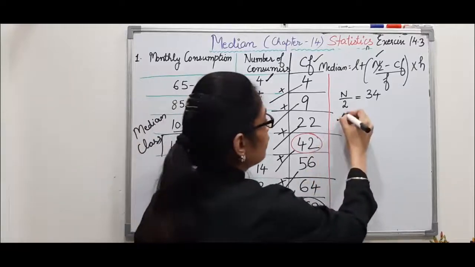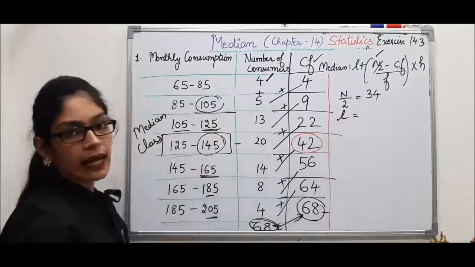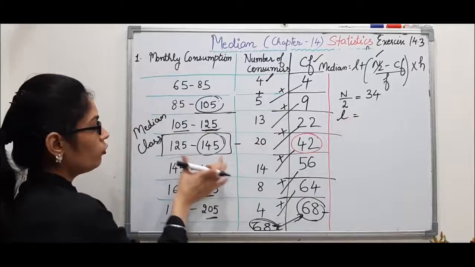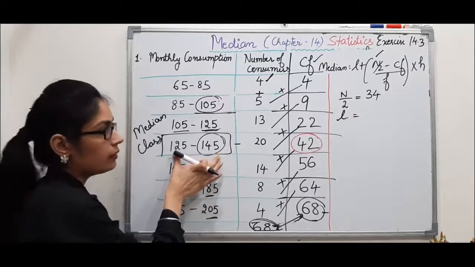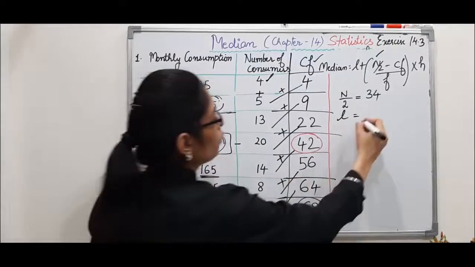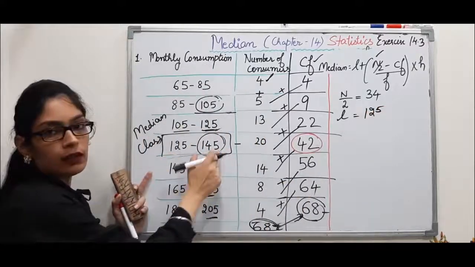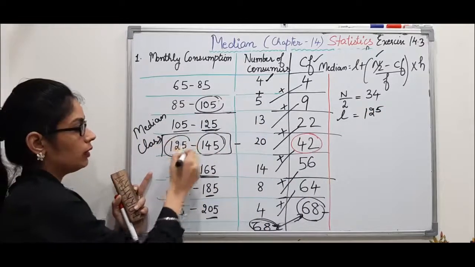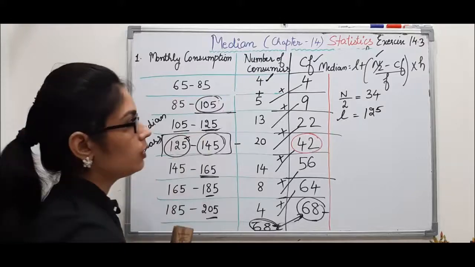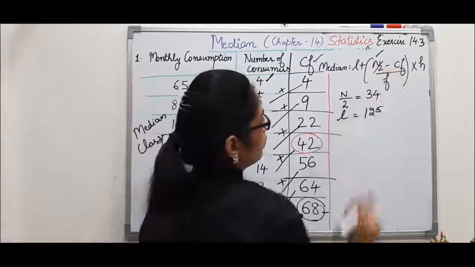So lower limit, it's L, it's the lower limit of median class. This is a median class. So L, it is equal to 125. This is lower limit and this is higher limit of the class interval. So lower limit, this one we have to choose. N by 2 we have already found.